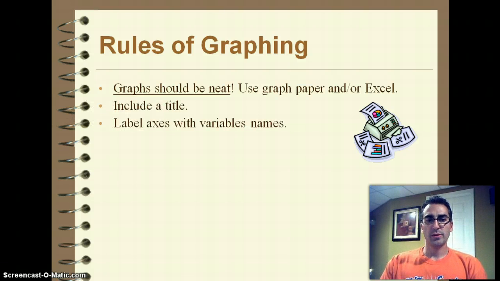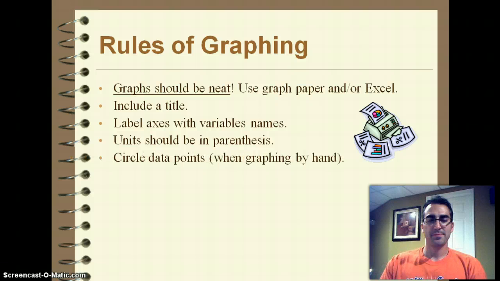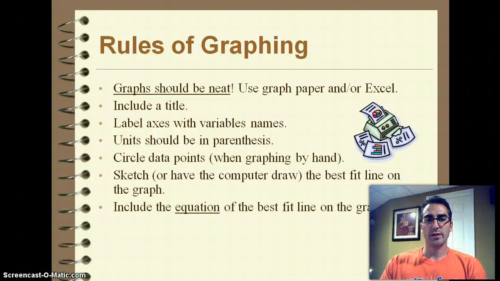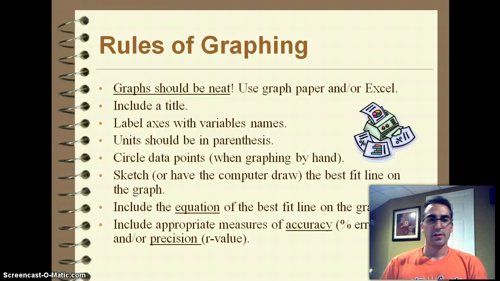So when we do a lab, when we collect data, we look at data, we have to graph the data, and when we graph it, there are specific rules that we have to follow to make a good graph. And I'm going to run through those rules with you.